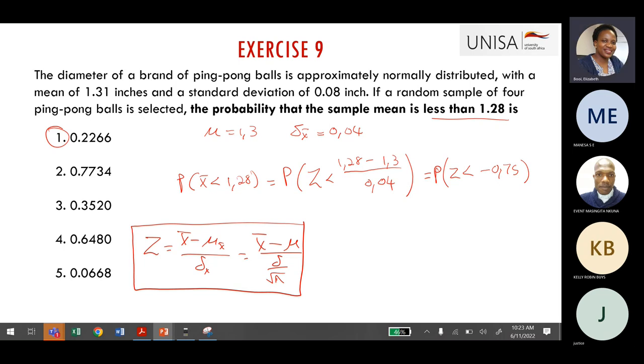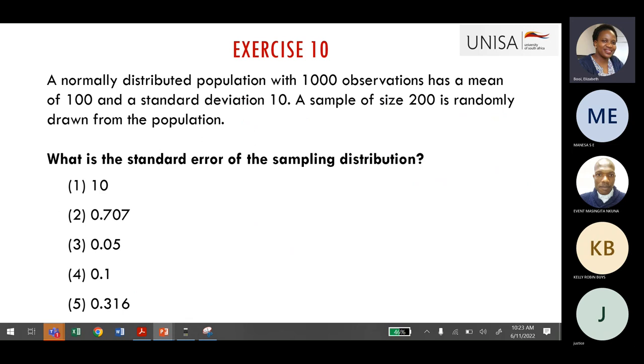Okay, the last question, it's on the standard error of the sampling distribution. So you're given the standard deviation, the mean and the sample size. This 1000 is going to throw you off and confuse you, but because they say the population is normally distributed with a population of 1,000 observations, this is our capital letter N, the population size. That has nothing to do with any of the calculations, so you can ignore it. It has the mean of 100, so they give us the mean and the standard deviation of 10.